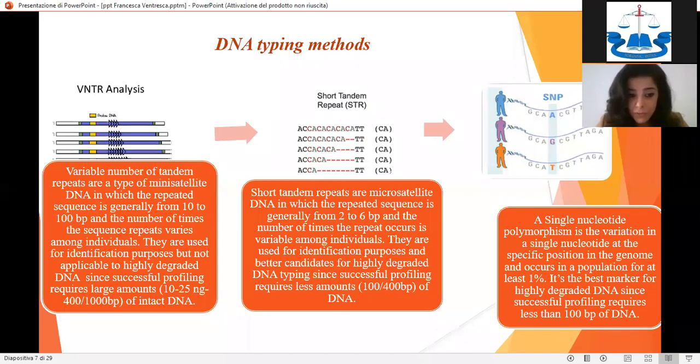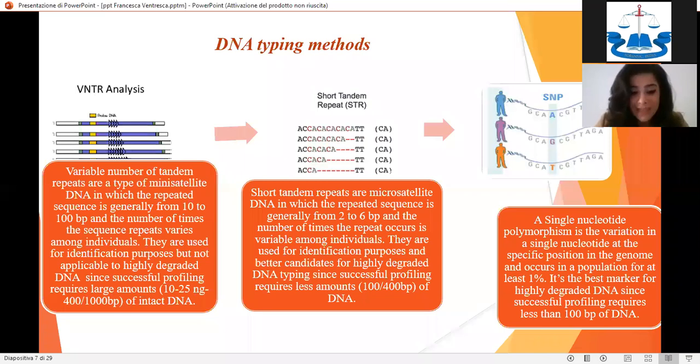They are used for identification purposes, but are not applicable to highly degraded DNA, since successful profiling requires large amounts of intact DNA. Large amount means about 10-25 nanograms, or 400-1000 base pairs. That is a lot. So these markers cannot be used for our study, for example.